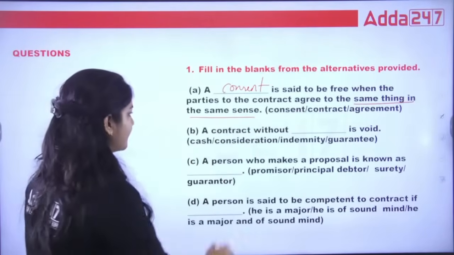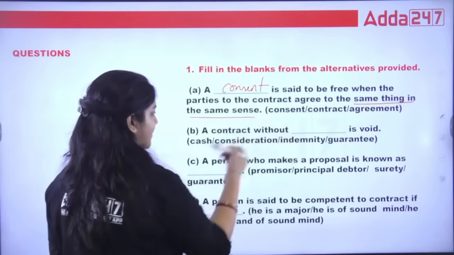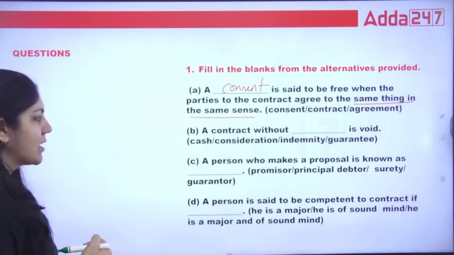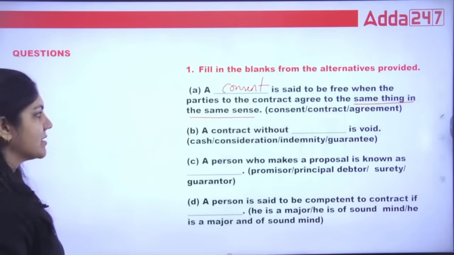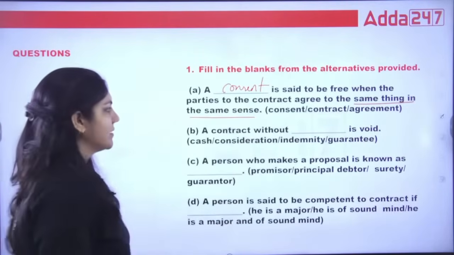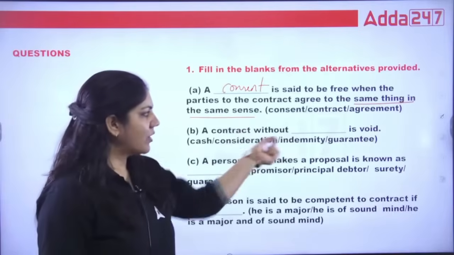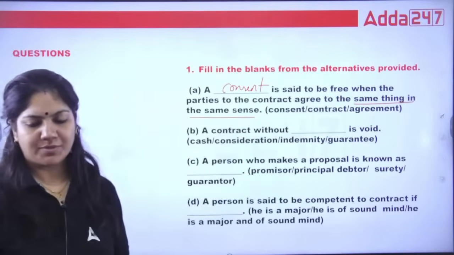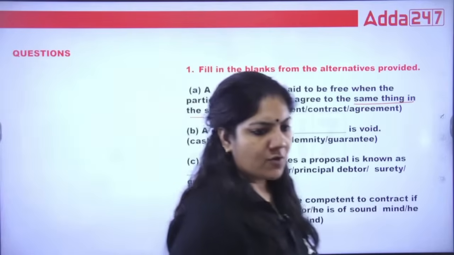That's it. A contract without dash is void. What? A contract without dash is void. Cash, consideration, indemnity, guarantee. A contract without what thing should be void? So there are 4 options here.